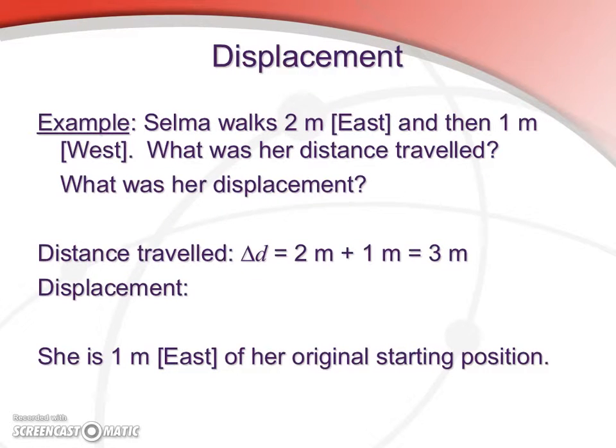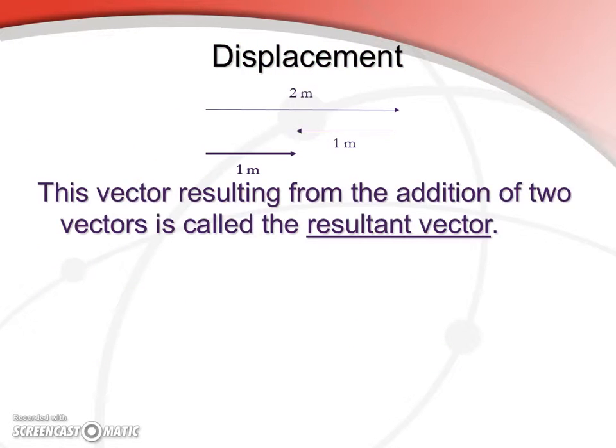And so let's do this in terms of a little scale diagram, which is always useful. She went 2 meters east, 1 meter west. The net result is 1 meter east. So she's 1 meter east of her original starting position. So this vector, because of course her 1 meter east is a vector quantity, this vector resulting from this addition of two vectors is called a resultant vector.